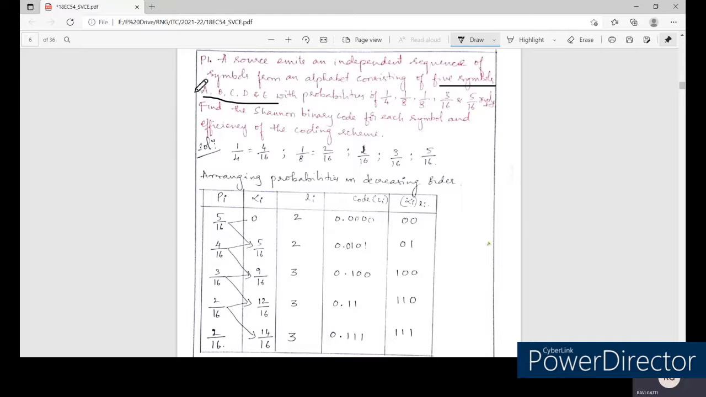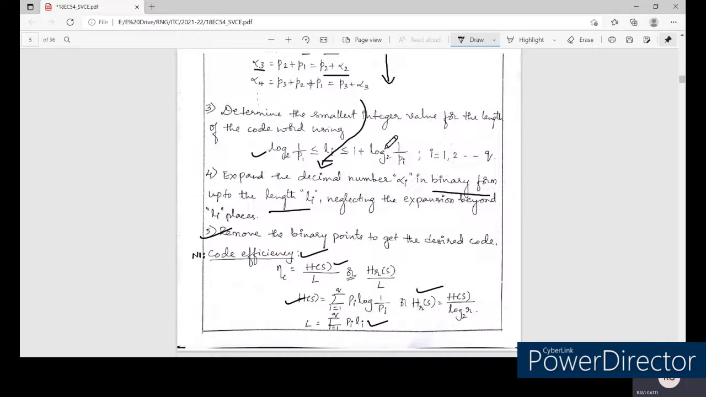So the probability of emission of A is 1 by 4, the probability of emission of B is 1 by 8, and so on. Now what they are asking is: find the binary Shannon code words for each symbol and find the efficiency of the code scheme you are going to employ. So you need to adopt this procedure.